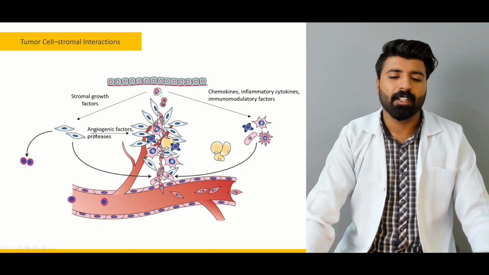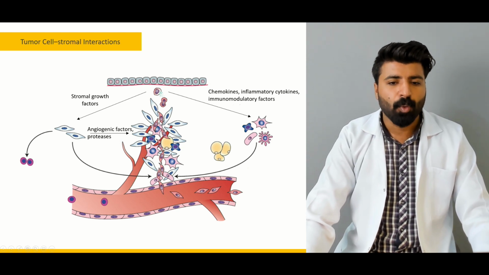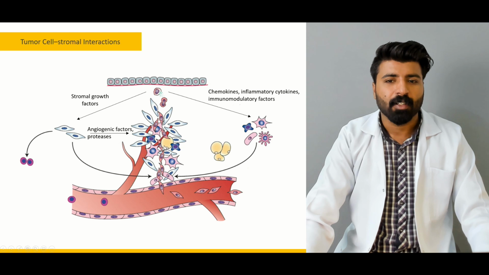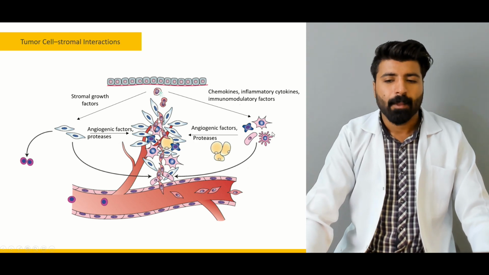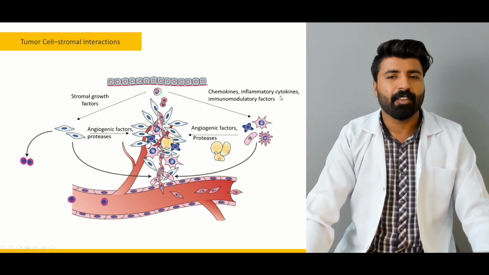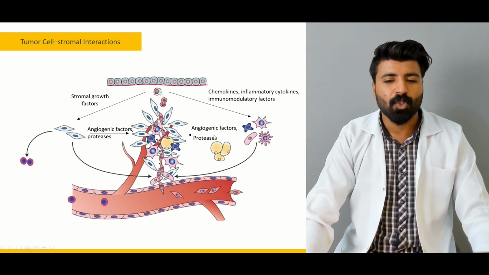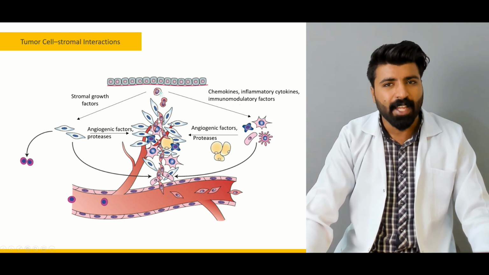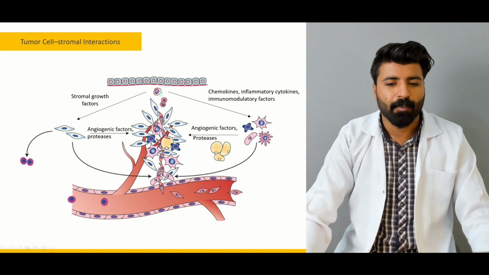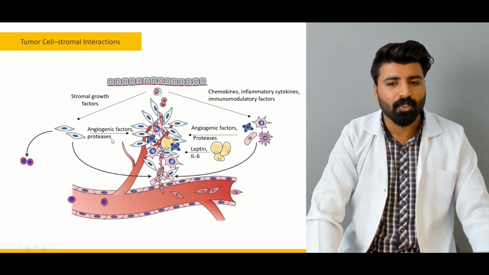These fibroblasts will secrete angiogenic factors and proteases to try to catalyze it, but it won't. So this will become a part of it. On the other hand, these chemokines, inflammatory cytokines, and mediators will secrete angiogenic factors and proteases. Now these angiogenic factors will provide it with the blood supply, and proteases, just like it, but it won't have any function on it.